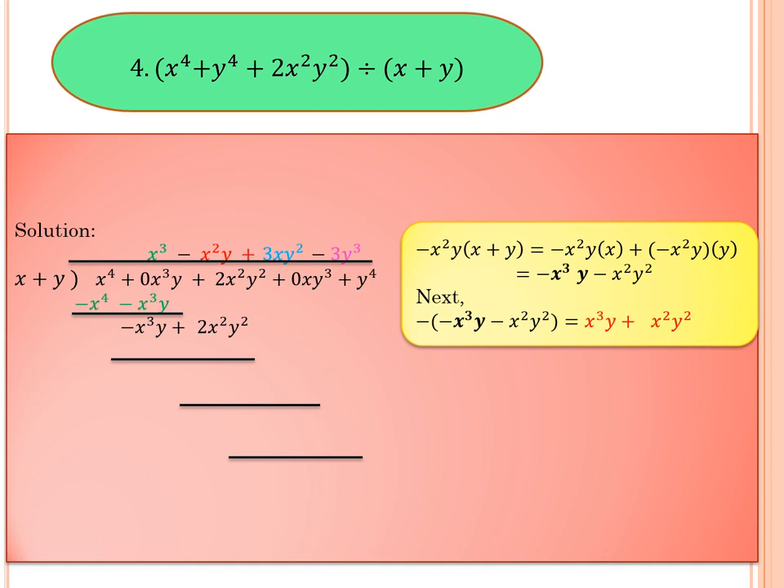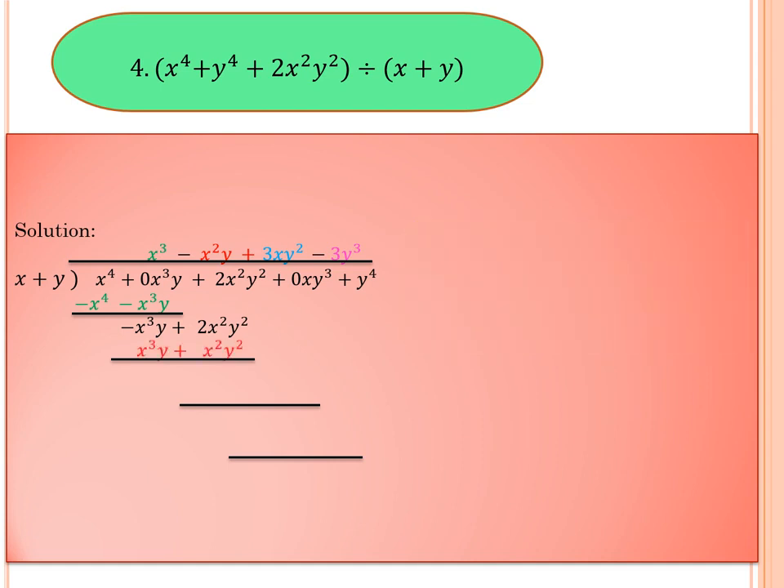Okay? So, from negative x cubed y, we will have positive x cubed y. And from negative x squared y squared, we will have positive x squared y squared. Okay? So, we have this one. Adding these two, we will get this one. And this would be our another dividend. Okay? Ito na naman yung bago nating dividend.